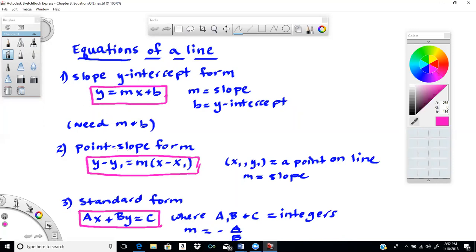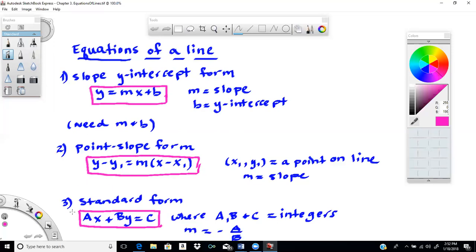The next form is the point slope form. Point slope form is y minus y sub 1 equals m times x minus x1, where (x1, y1) is a point on the line. So you can pick any point on the line. As long as you have a point and a slope, you can use the point slope form. And note that the point slope form can be converted to the slope y-intercept form. We can manipulate this equation to fit this form.